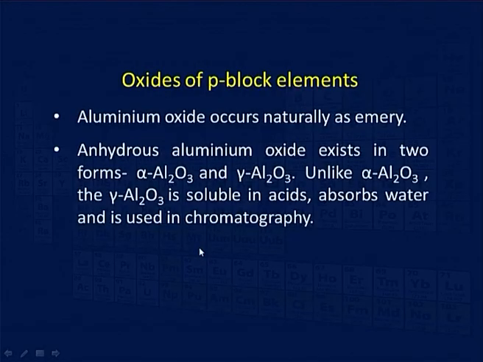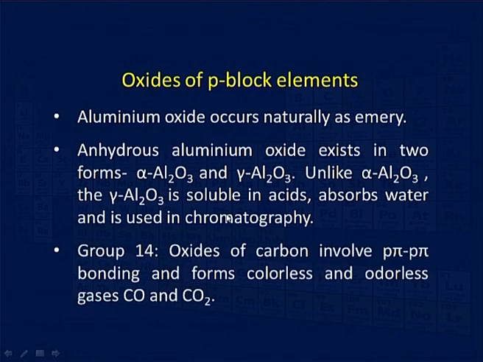The aluminum oxide occurs naturally as emery. Anhydrous aluminum oxide exists in two forms, alpha aluminum oxide and gamma aluminum oxide. Unlike alpha aluminum oxide, the gamma aluminum oxide is soluble in acid, absorbs water and is used in chromatography.